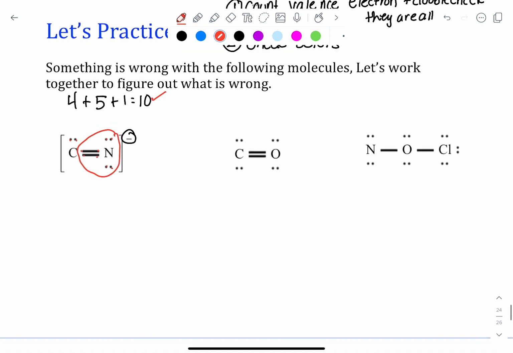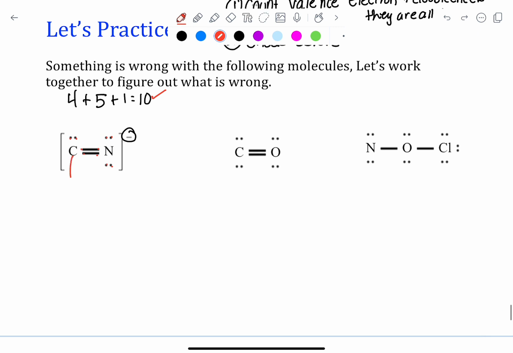So the something wrong with our structure is that carbon has an incomplete octet. That was just like one of our structures that we drew on our previous slide. We had a double bond and we needed another bond to complete our octet. Okay, let's look at our next one.